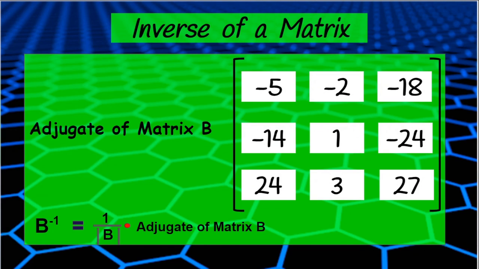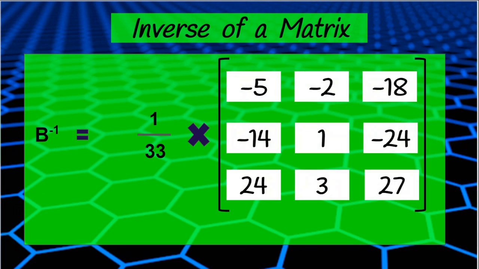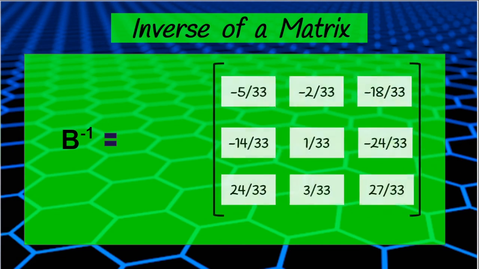Now, using our formula, we find the inverse of matrix B. So we take 1 divided by the determinant of matrix B, which is 33 in this case, and multiply with the entire matrix. What this implies is that we multiply every single value in the matrix by 1 over 33. So we take 1 over 33, use it to multiply minus 5, 1 over 33, use it to multiply 1, 1 over 33, use it to multiply minus 14. We do this for every single value in this matrix. So with that, we should arrive at something like this.